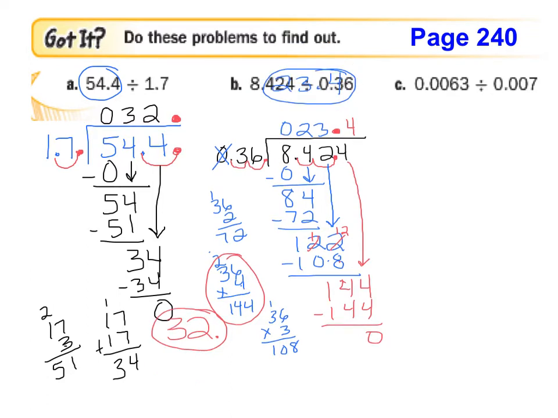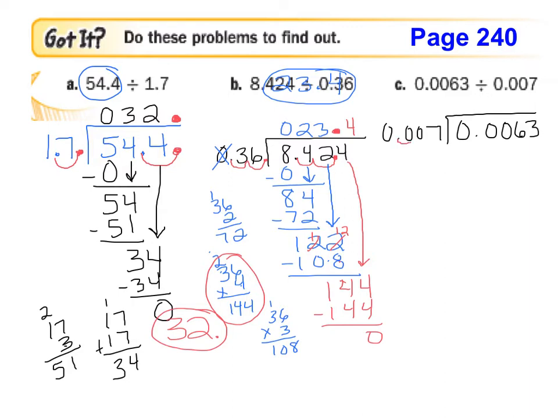This next one is a little bit different, and you might actually want to do rewriting, and I'll show you why. So let's set it up. We have 0.0063 in my division house, and 7 thousandths out in front. This one requires a lot of swoops, and we're going to have a lot of extra zeros.